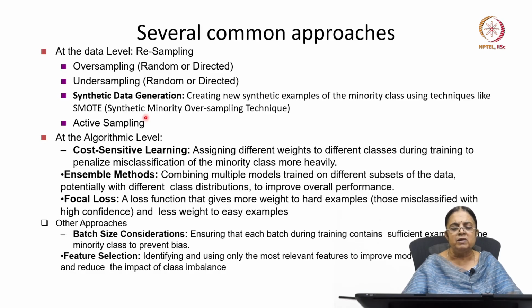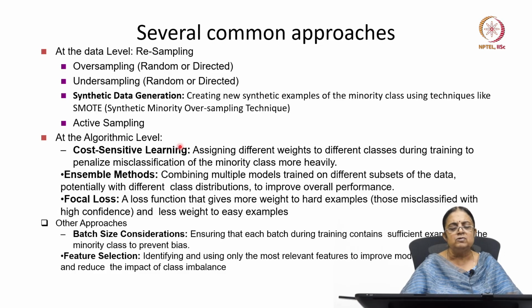At the algorithm level, you can use what is called cost sensitive learning. You are assigning different weights to different classes during training to penalize the misclassification of the minority class more heavily. Next is to use ensemble methods. You have multiple modules, and in each module you take a different subset of the data, so that you have them balanced basically. And then you combine all the classifications that you get.